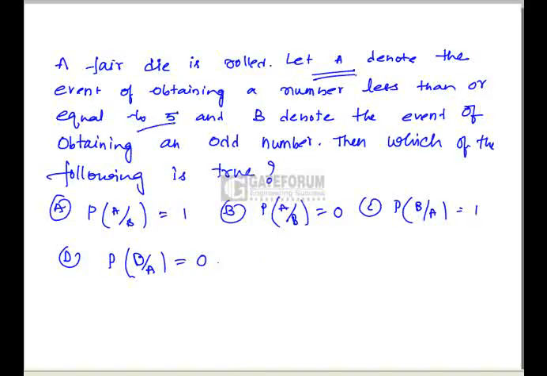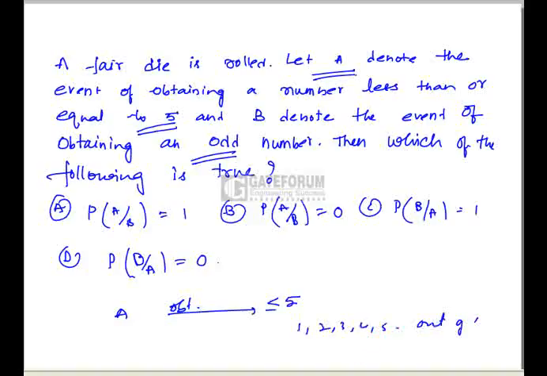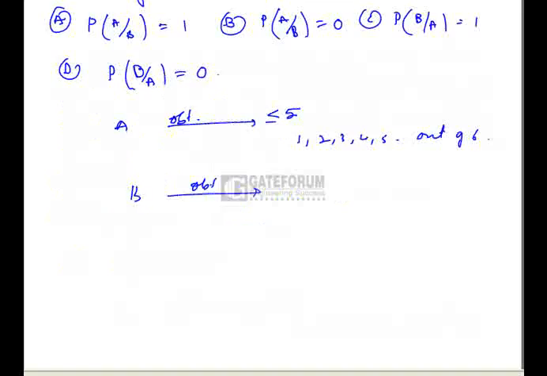If a die is rolled, A denotes the event of obtaining a number less than or equal to 5, whereas B is the event of obtaining an odd number. Then we have to check which of the given options is correct. Now A is an event of obtaining a number less than or equal to 5. So there are totally 5 chances out of 6: it could be 1, 2, 3, 4, 5. And B is an event of obtaining an odd number. An odd number can be 1, 3, 5. So there are 3 chances out of 6.